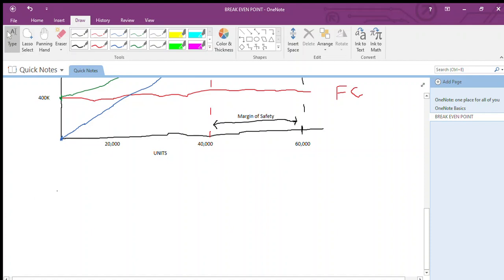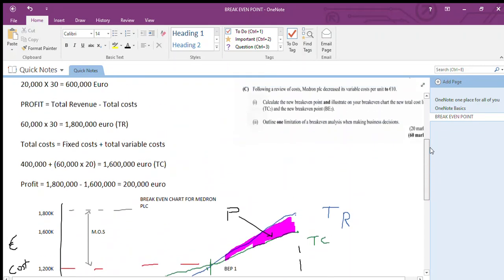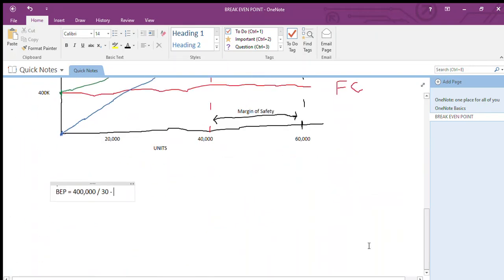I'm just going to write BEP2. I know, as we said earlier, the break-even point is fixed costs divided by contribution per unit. So I'm just going to quickly do this out. Fixed costs of 400,000, they stayed the same, divided by contribution per unit. Contribution per unit is my selling price, which stayed the same, €30, minus my variable costs, which has now changed from €20 in the question down to €10. So it's just a new calculation here for the break-even point.